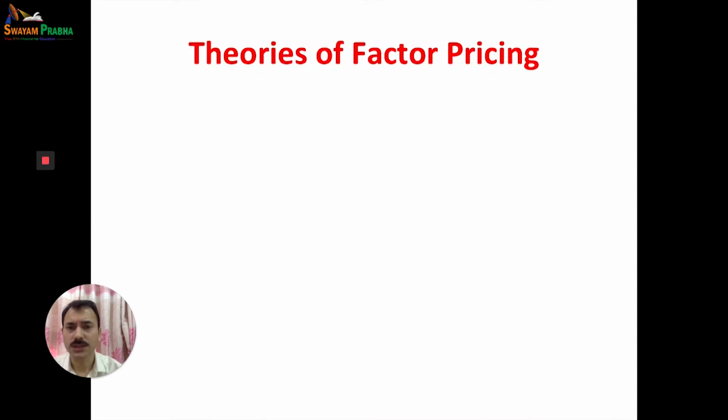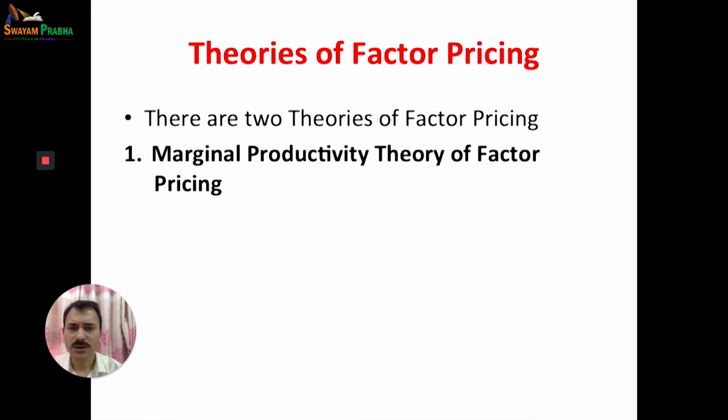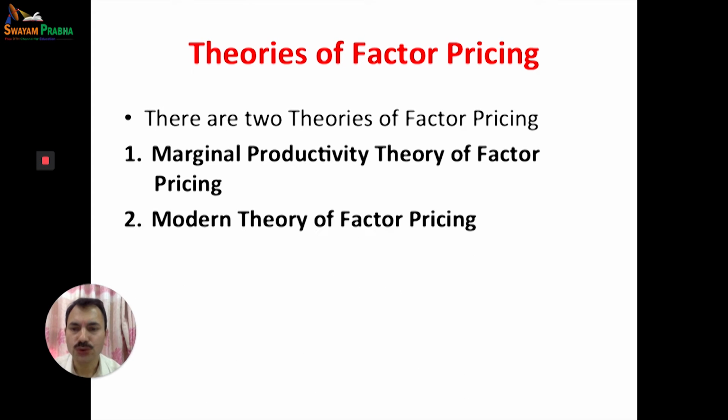Now, the next question is, what are the theories of factor pricing basically? There are two theories of factor pricing. One is the marginal productivity theory of factor pricing, and two is the modern theory of factor pricing. Factor pricing is very, very important. Let us discuss in detail what is the marginal productivity theory and what is the modern theory of factor pricing.